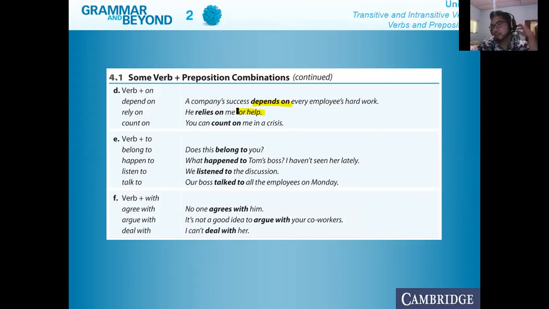I can deal with her, or I can deal her. If I say I can deal her, that means that I can offer her a deal. But if I cannot deal with her, I'm telling that I cannot support her, that I don't understand and I can't stand her because she is too much.